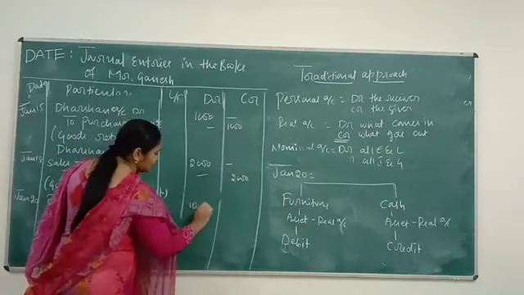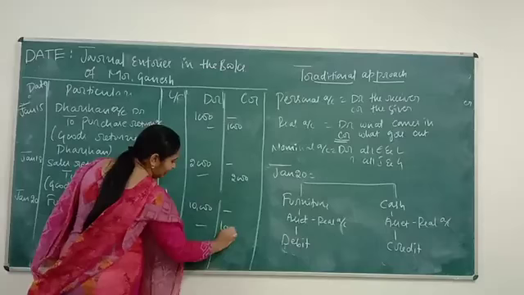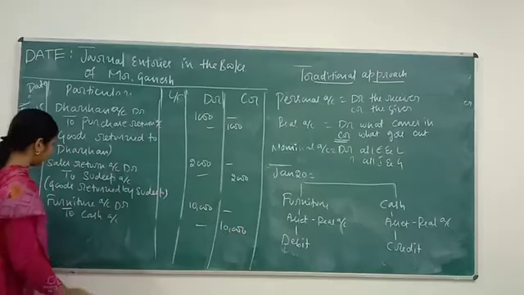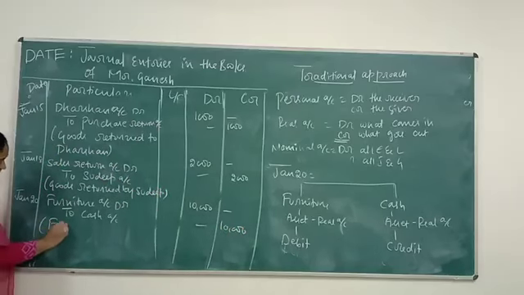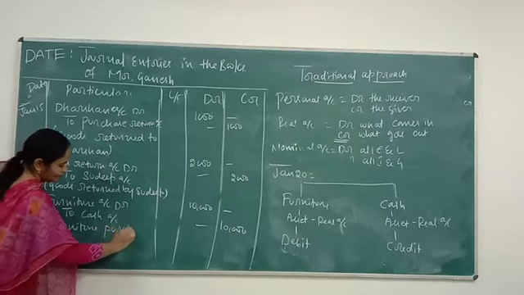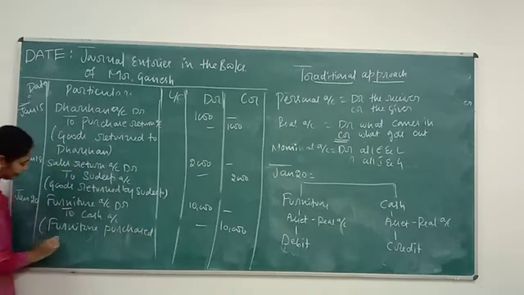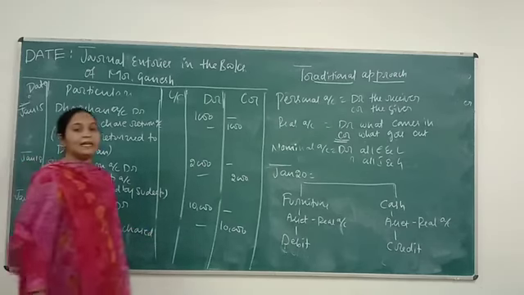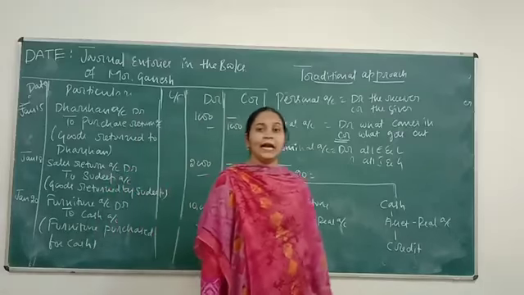Rupees 10,000. Okay, narration: furniture purchased for cash. What is the narration? An explanation to an entry.